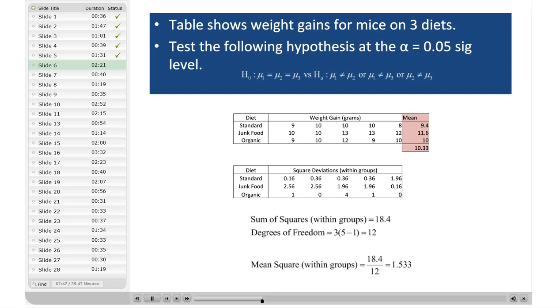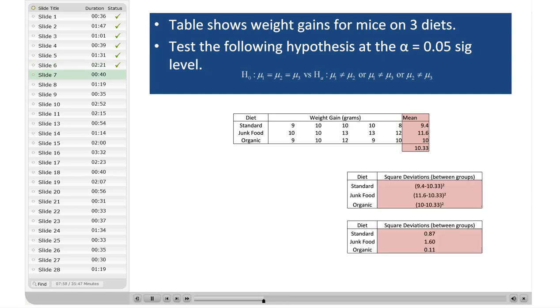Therefore, the mean square within groups is the sum of squares, which is 18.4, divided by the degrees of freedom, which is 12. And so we get 1.533. Alright, now that we've found our mean square within groups, as alluded to earlier, we'll find our mean square between groups. In order to do this, we're going to focus on the last column in the table, which has our average for each row, and it also has the grand mean, which is 10.33.